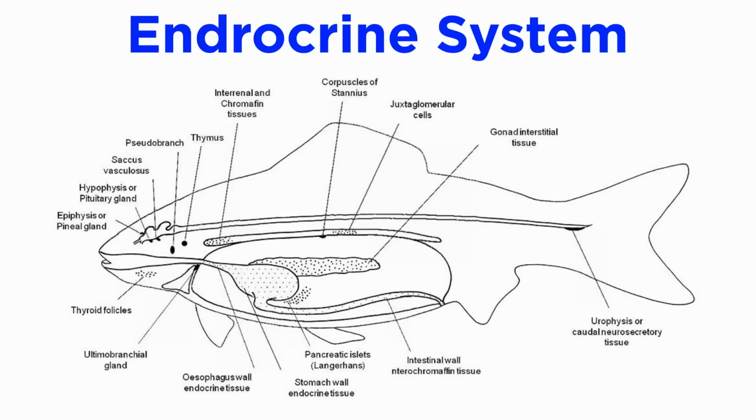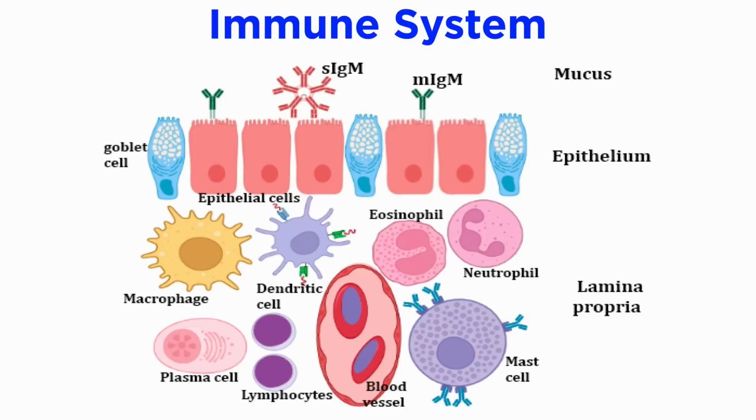Like all vertebrates, the bony fish endocrine system controls growth, development, reproduction, and helps to maintain homeostasis. In addition, their immune system consists of both innate components, such as physical barriers and some immune cells, and adaptive components, such as cells capable of producing specific antibodies, and immune cells that recognize and target specific pathogens.